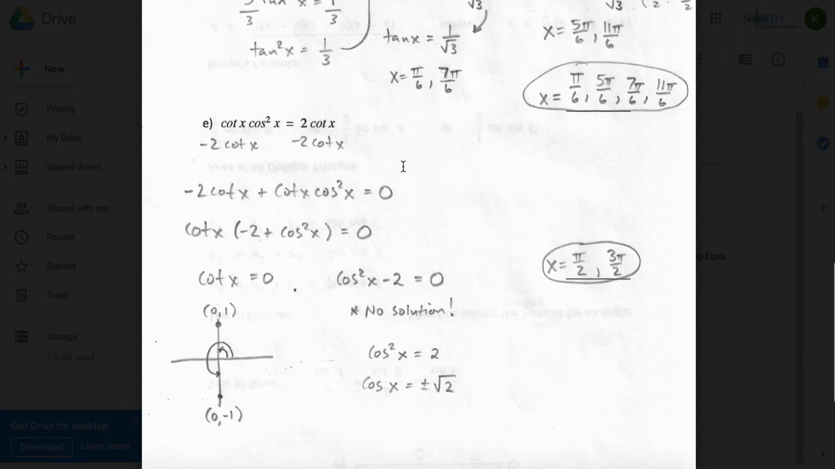What happens when we use factoring to solve a trig equation? Here's what happens. Let's do both methods again. Let's set everything equal to 0. So let's move this 2 times the cotangent of x over to the left side. So now we have negative 2 cotangent of x plus what we already had on the left side there, cotangent of x times cosine squared of x. Now that it's set equal to 0, we can plug this into our graphing utility.